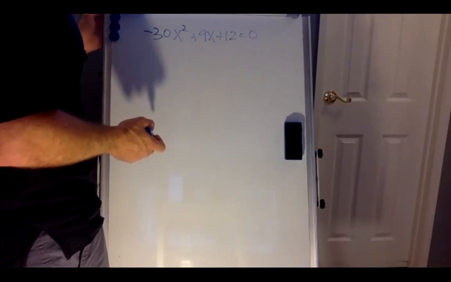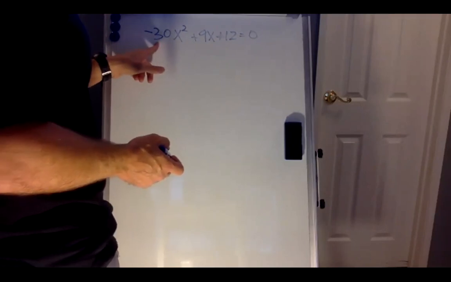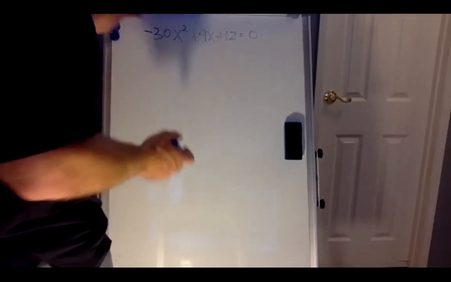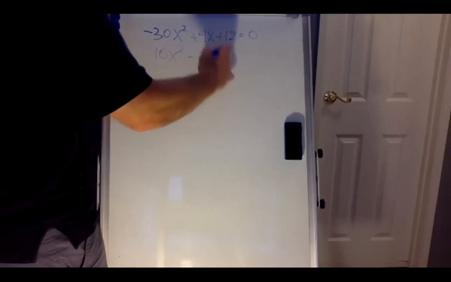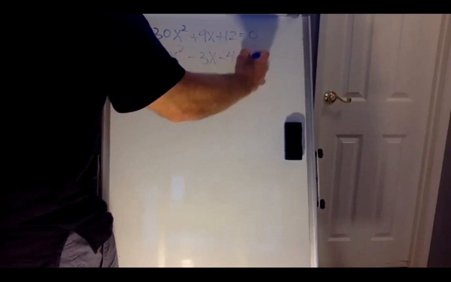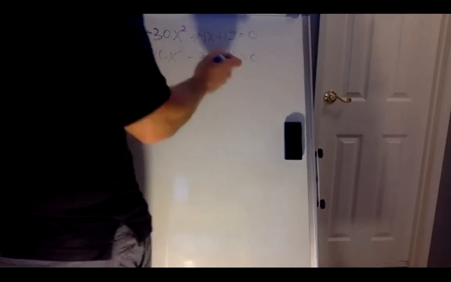Okay, so also, you may not want that to be negative. So maybe I'll divide everything by -3. And that might make things easier for me. Now, I can't divide by any more common stuff other than 1.